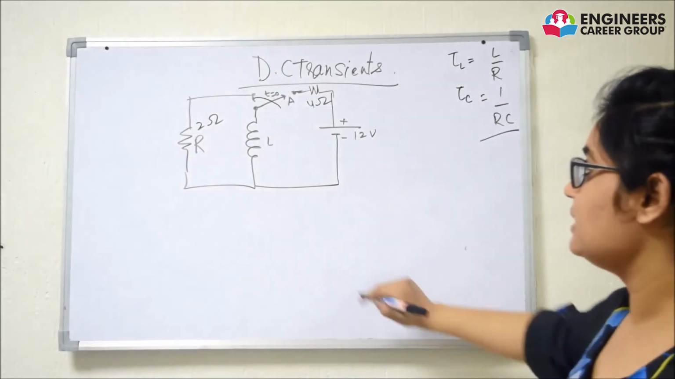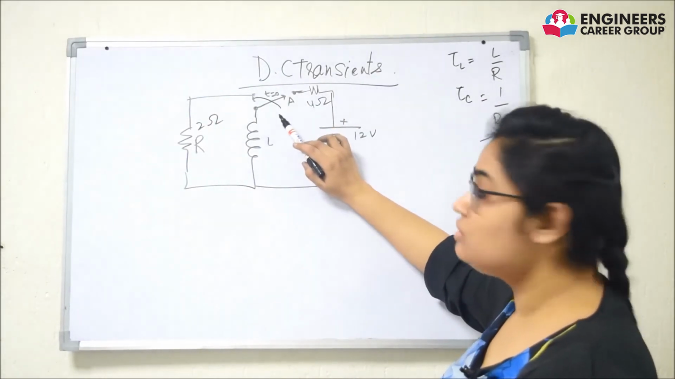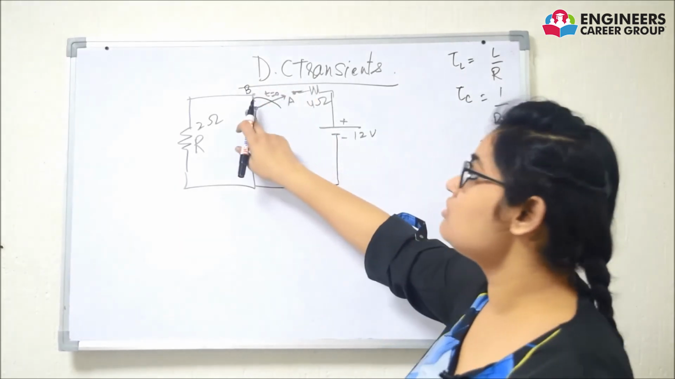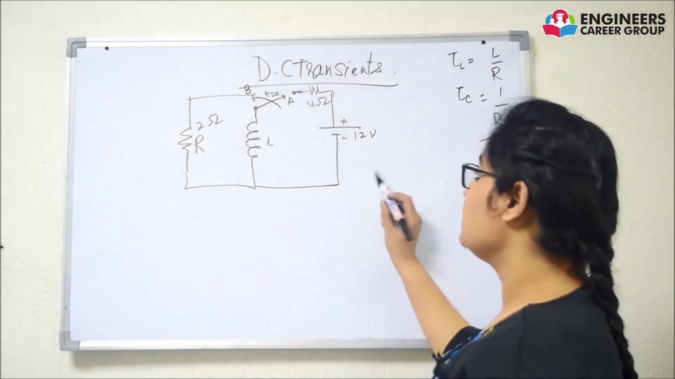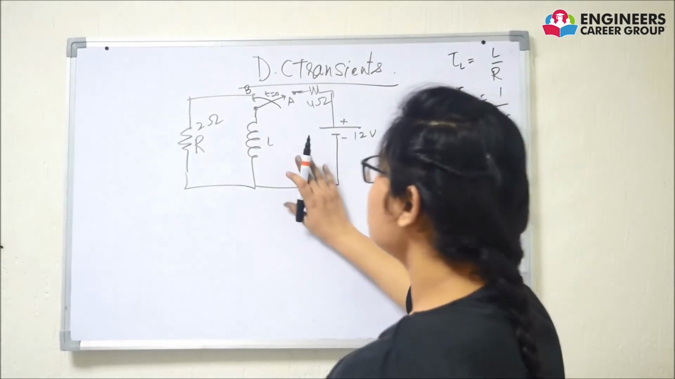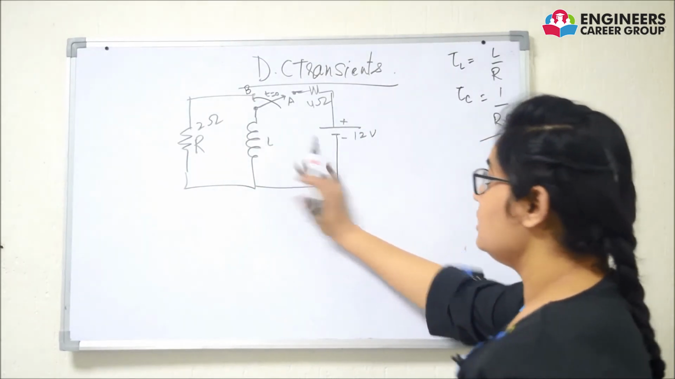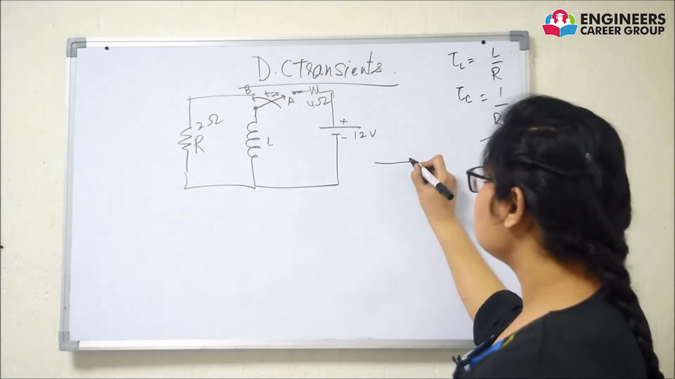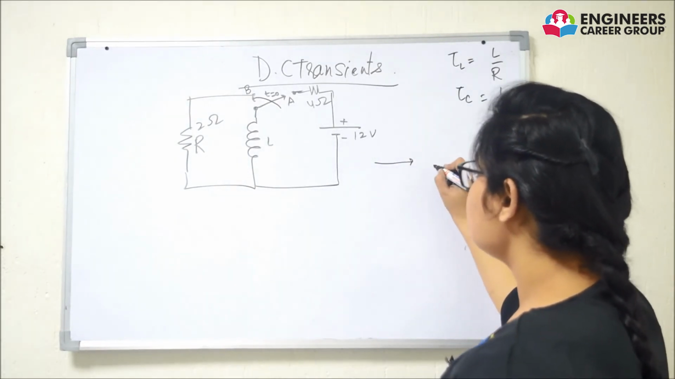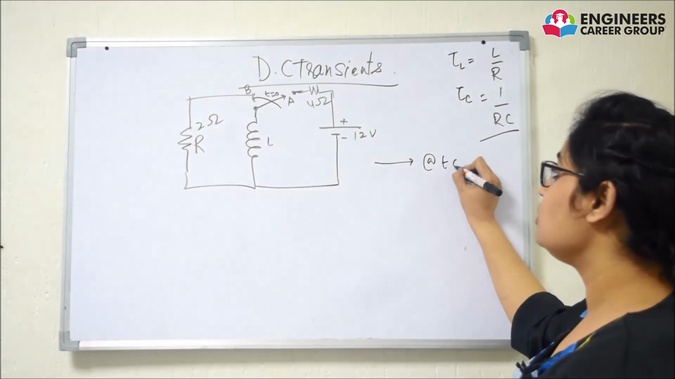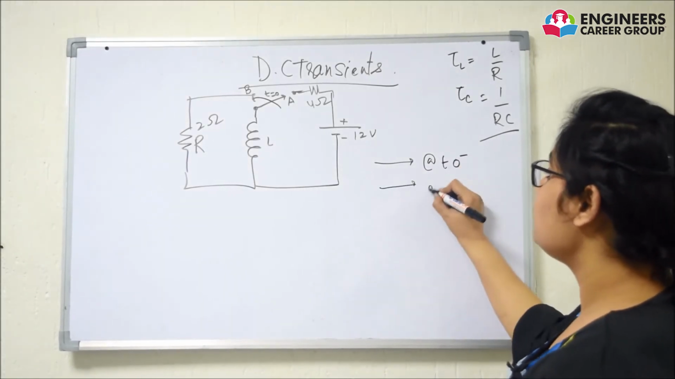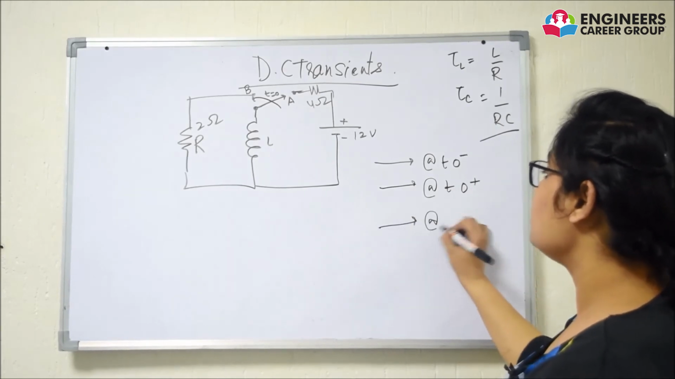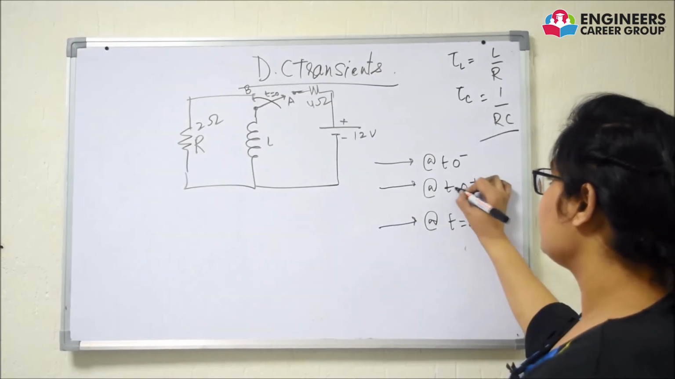Suppose this is the circuit. Before t is equal to 0, the switch was at position A. Now after t is equal to 0, the switch will move to the position B. In this circuit, we assume that this circuit was in steady state. Now in order to solve any DC circuit, we have to make three major circuits: circuit at t is equal to 0 minus, then circuit at t is equal to 0 plus, and then last circuit at t is equal to infinity.